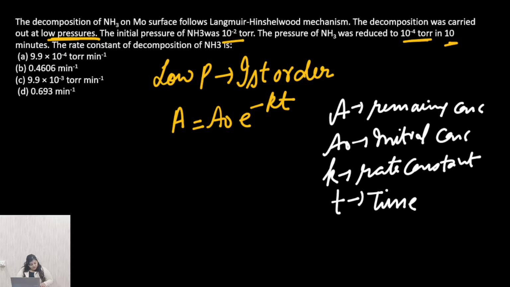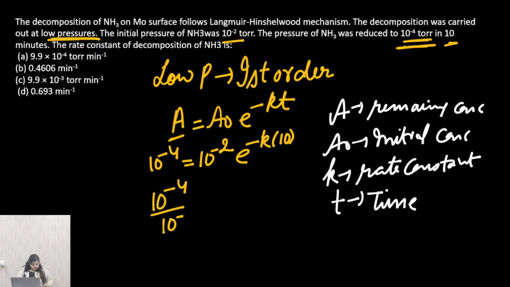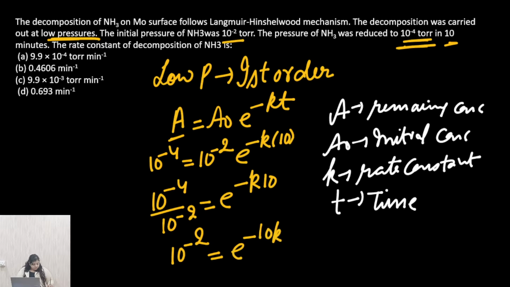Here you can see the remaining concentration, that means the final pressure, is given to us as 10 raised to the power of minus 4. The initial one was 10 raised to the power of minus 2. This is e raised to the power of minus k into the time, that is 10 minutes. So 10 raised to the power of minus 4 upon 10 raised to the power of minus 2 will be e raised to the power of minus 10k. So it becomes 10 raised to the power of minus 2 equal to e raised to the power of minus 10k.